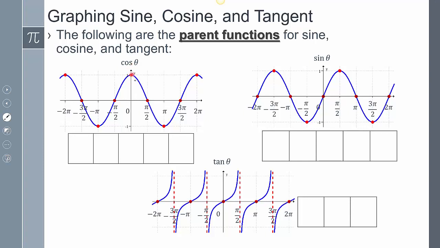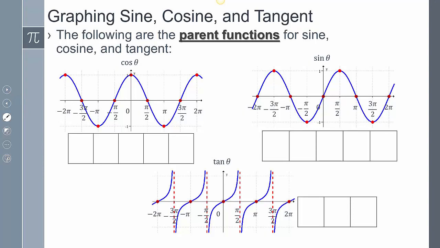I said this portion to this portion for cosine, this portion to this portion for sine, and then this portion all the way to this portion right here for tangent. Those were our parent graphs. These are just the graphs as they naturally look without anything being done to them. There's no period change, no shifting, no stretching, nothing going on.